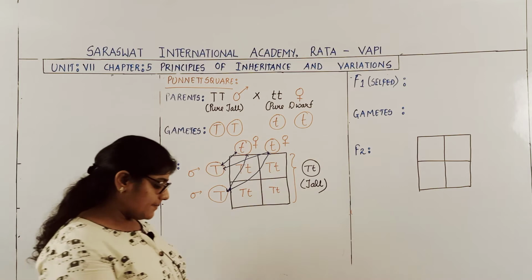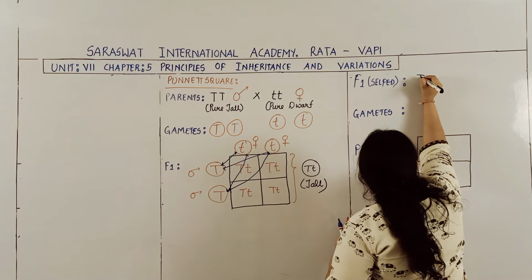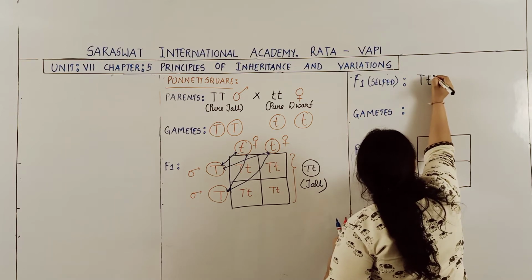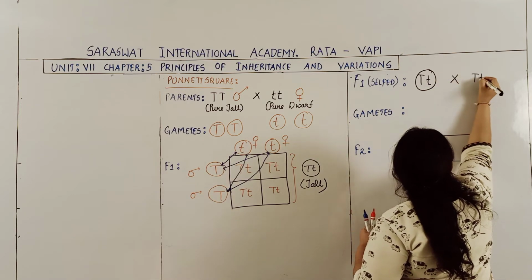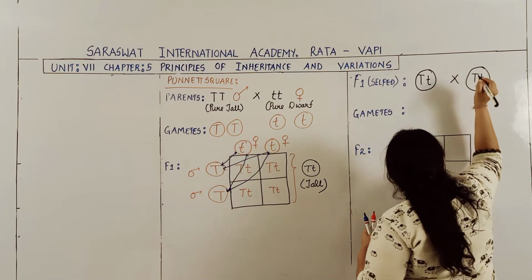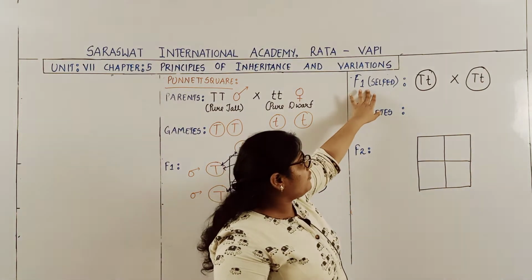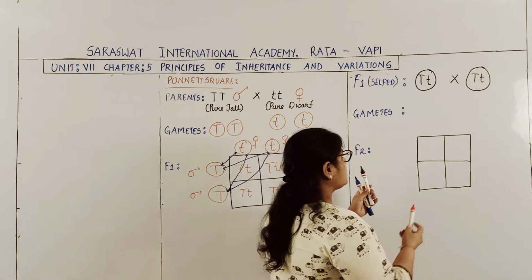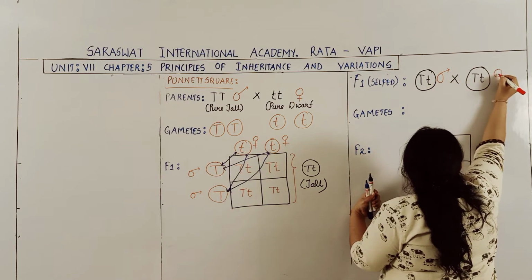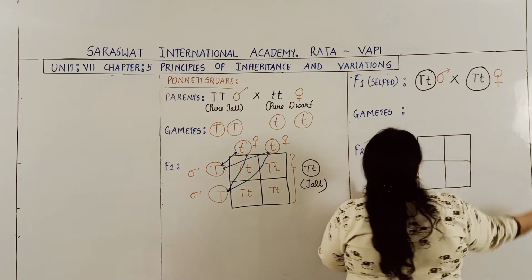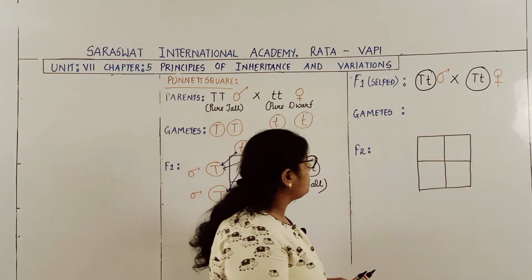Now what happens? The F1 plants are selfed. So what is the combination of the F1 plants? One is capital T, small t, and they are selfed. Selfing means of the same plant, they are mated. Now see students, when the F1 plants are selfed, say for example, this we consider as a female parent and this I consider as a male parent, this is a female parent.